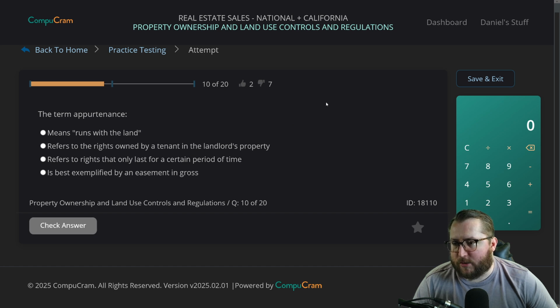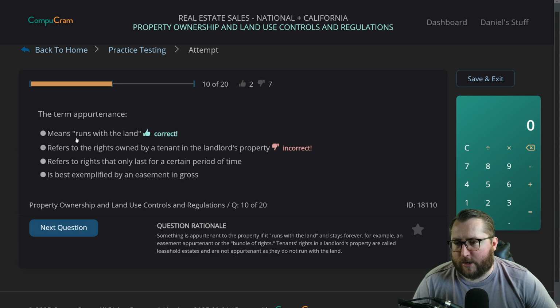The term appurtenance means runs with the land. Refers to the rights owned by a tenant in the landlord's property. Refers to the rights that only last for a certain period of time. Is best exemplified by an easement in gross. I think we just had this. Appurtenance refers to the rights owned by a tenant in the landlord's property. I want to say that one. B. Incorrect. It means runs with the land.